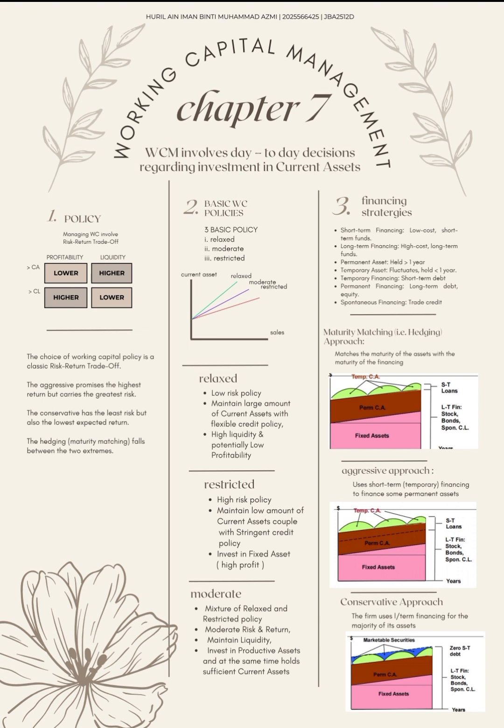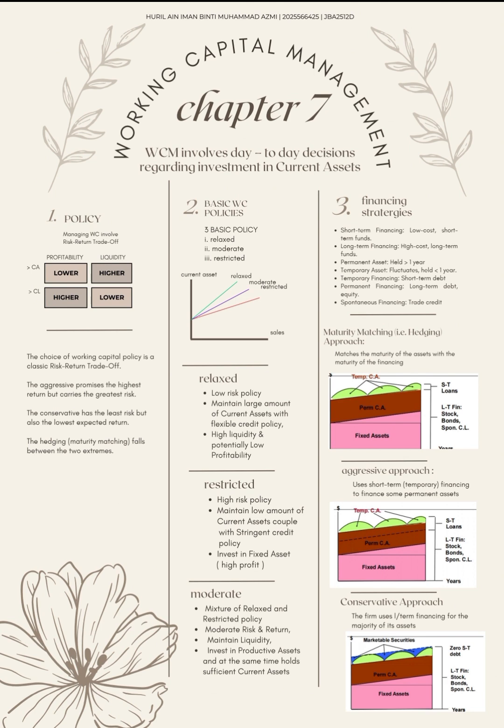Okay, next, let's look at financing strategy. These are ways a firm finances its working capital: short-term financing, long-term financing, permanent assets, and spontaneous financing. Short-term financing is cheaper but riskier. It includes short-term loans. Long-term financing is costlier but stable. This includes bonds and equity. Permanent assets stay on the books for over a year, while temporary assets fluctuate within a year. The last one is spontaneous financing, like trade credit, which arises naturally from daily operations.